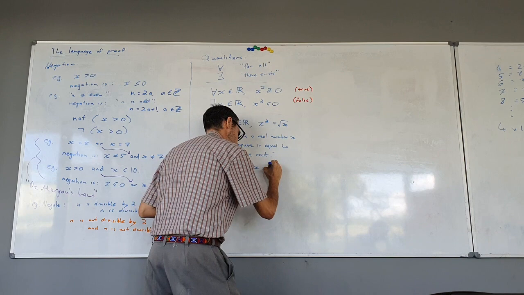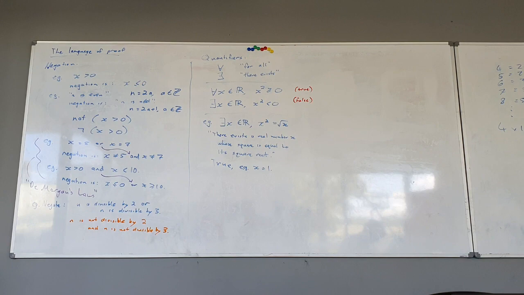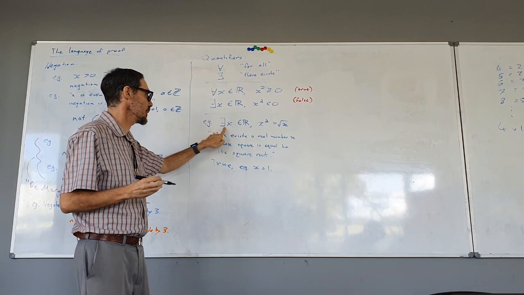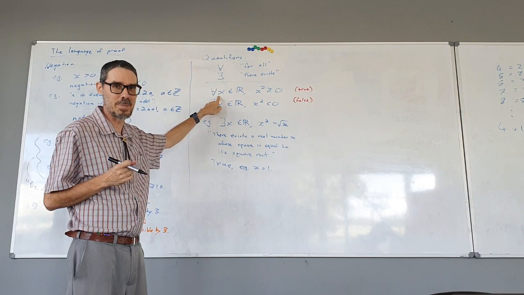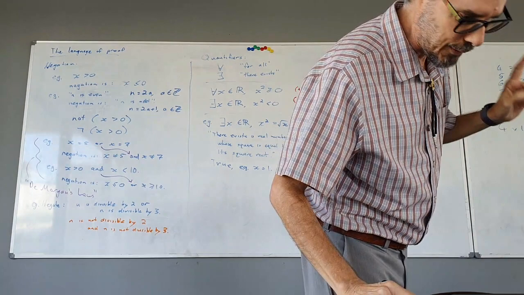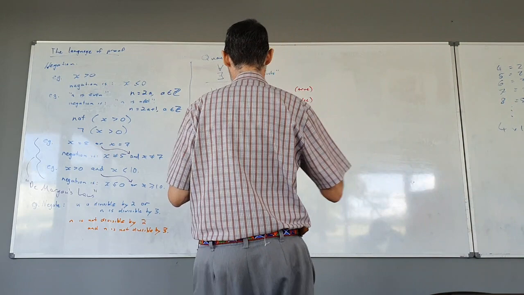To prove that a there exists is true, I just have to find a single example. To prove that there exists, you just find an example and show that it does exist. But to prove a for all is a lot harder. Much harder to prove a for all, because you've got to actually show everything. However, let's try another one.